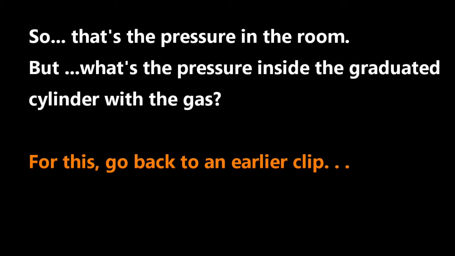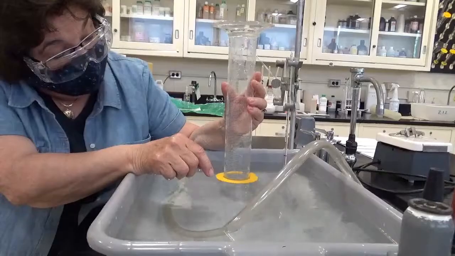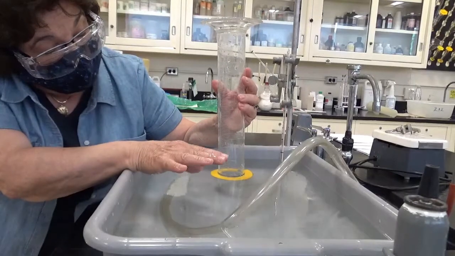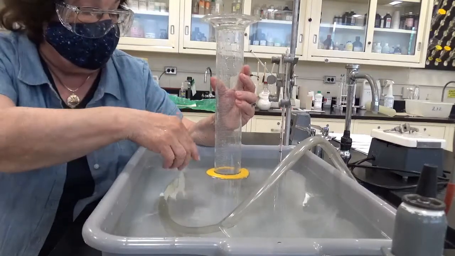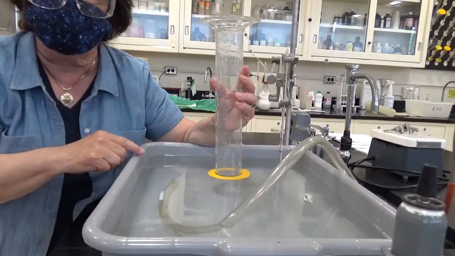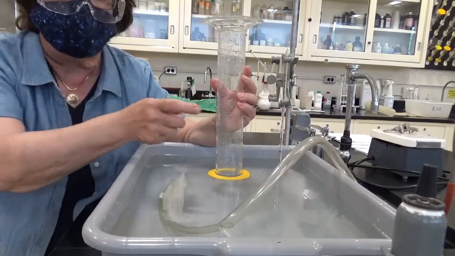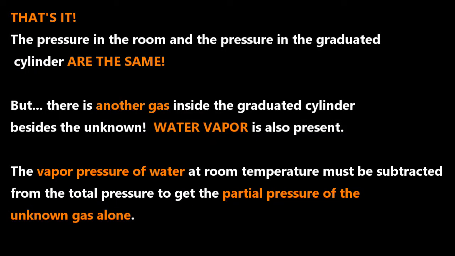We got the pressure in the room, but that's not what we want to know. We want to know the pressure of the gas inside the graduated cylinder. For that, I'd like to take you back to an earlier clip. When I make these two levels exactly equal, the pressure inside the gas and the pressure of the atmosphere outside are equal. That's what I have to do in order to measure the pressure of the gas inside the cylinder. So the pressure we read on the barometer is actually the pressure inside the gas cylinder as well.